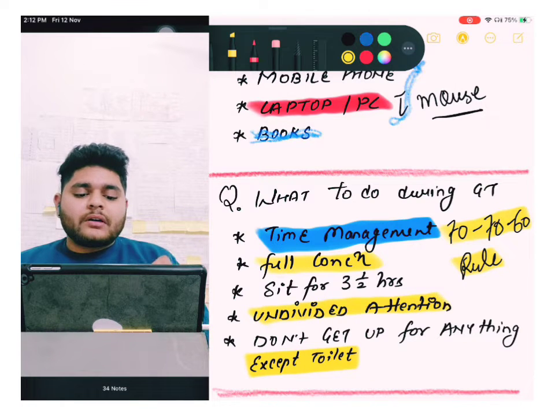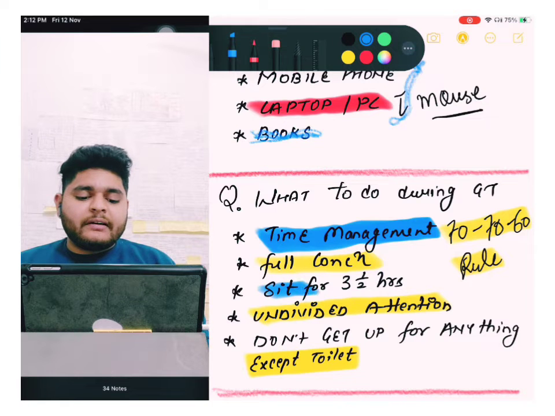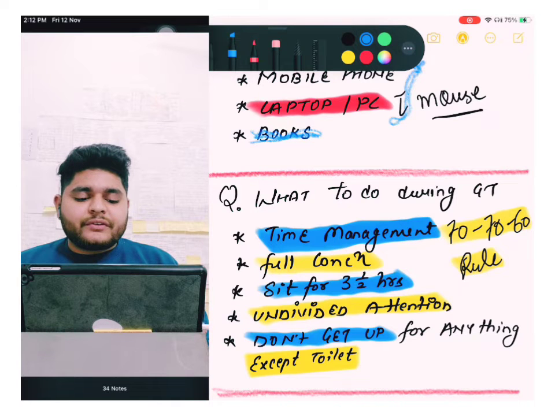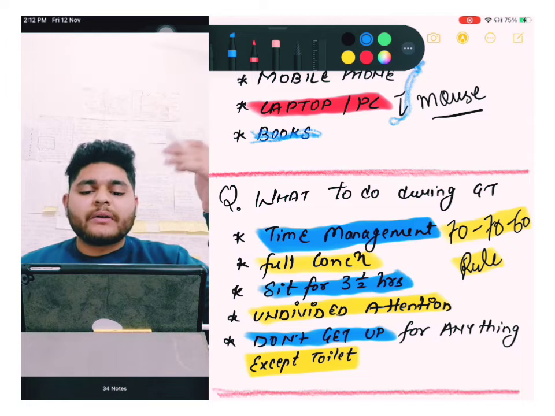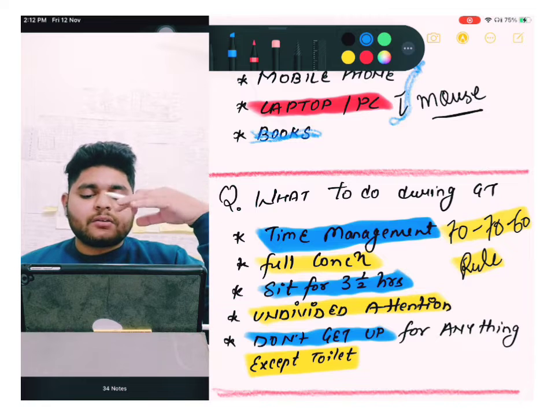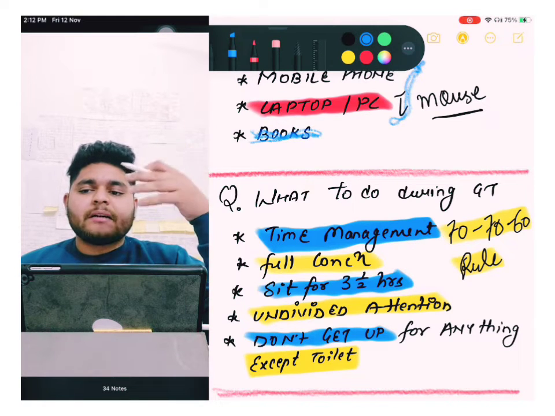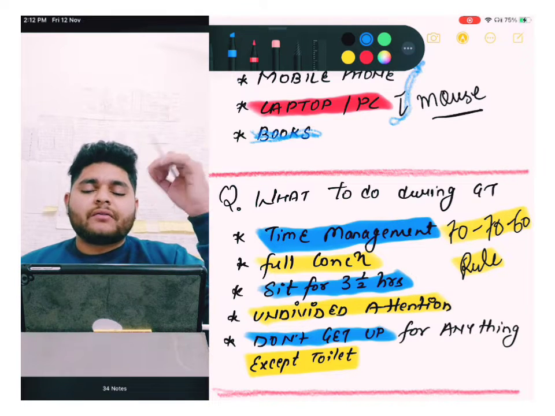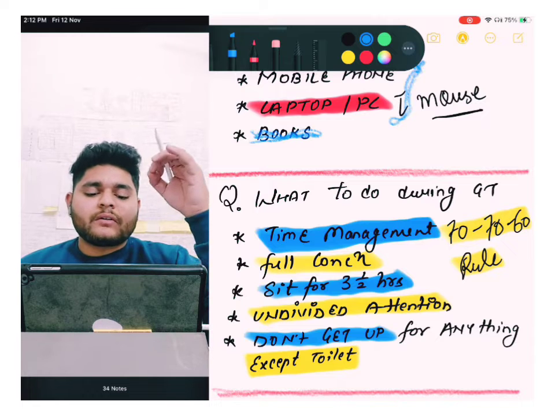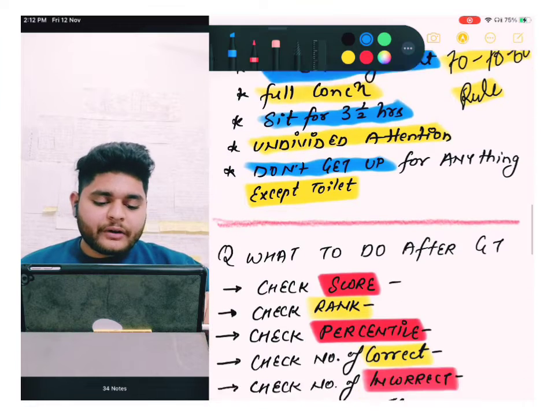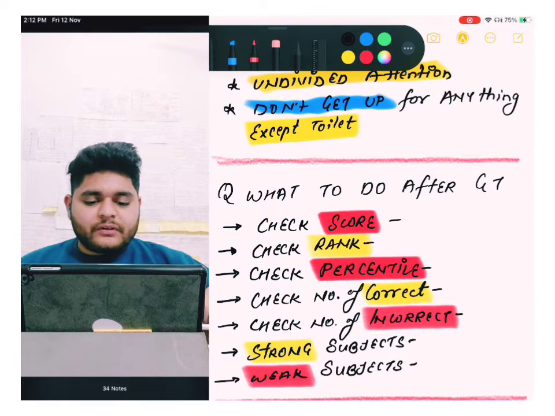Then you should learn how to give your full concentration and undivided attention in these 3.5 hours. Then you should learn how to sit for 3.5 hours and not get up for anything unless you have to go to the washroom, because that is a situation that can happen in the real exam also. Otherwise there is no such situation as going with a friend or going out to eat during the GT, that won't happen in the real exam. So it's best, if you have to go to the washroom then you can go, otherwise don't get up from your seat until the 3.5 hour exam is over. Okay, I guess that's all for what to do during GT.